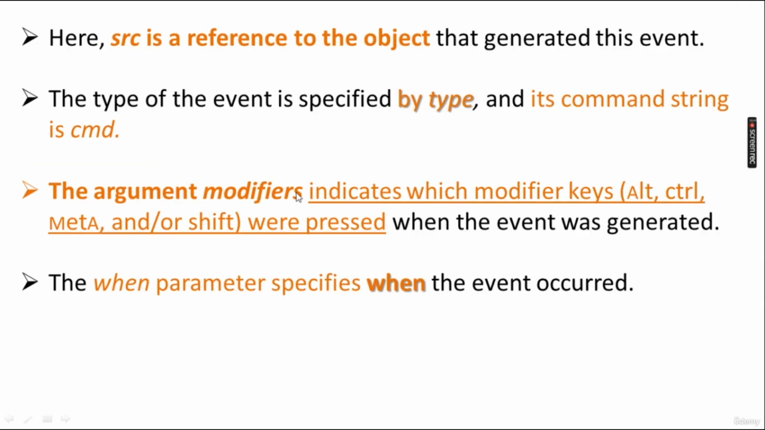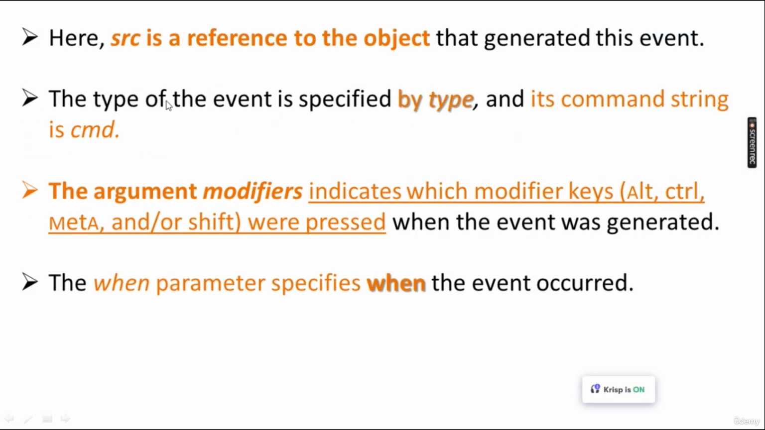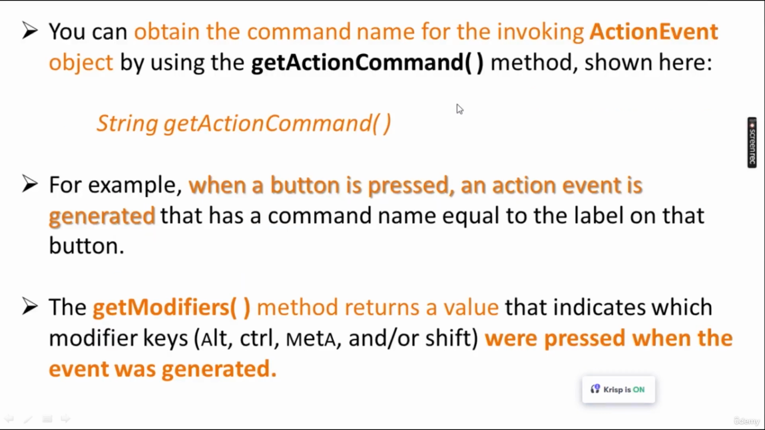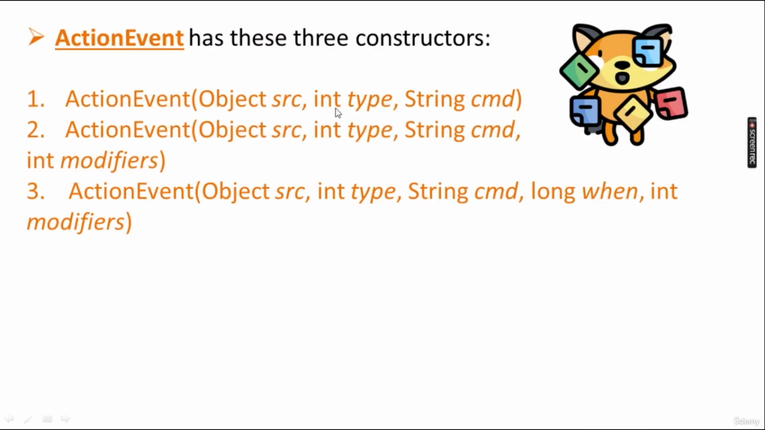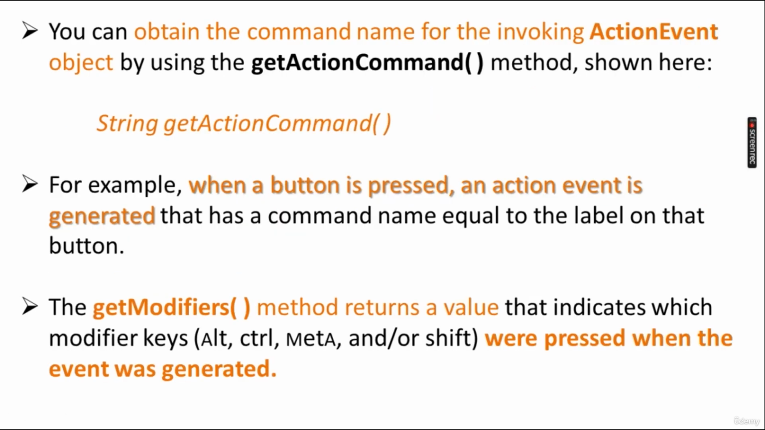Source is a reference to the object that generated this event. Okay, so what is source? It is what generated the event. Then the type of the event is specified by type. Okay, which event is that? And then the command argument. Modifiers indicates which modifier keys, alt, control, meta, shift, were pressed when the event was generated. Okay, and the when parameter specifies when the event occurred.